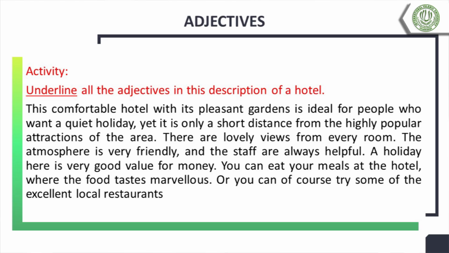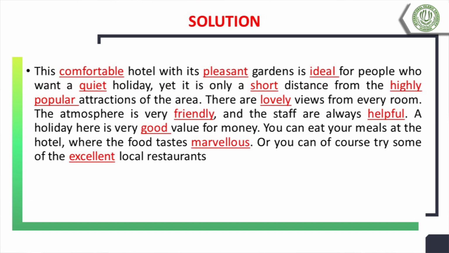You can eat your meal at the hotel where the food tastes marvelous, or you can of course try some of the excellent local restaurants. For the understanding of the students, I give you one clue in the first sentence. This comfortable hotel with its pleasant garden is ideal for people who want a quiet holiday. In this first sentence, hotel is a noun and it is defined by an adjective which is comfortable.